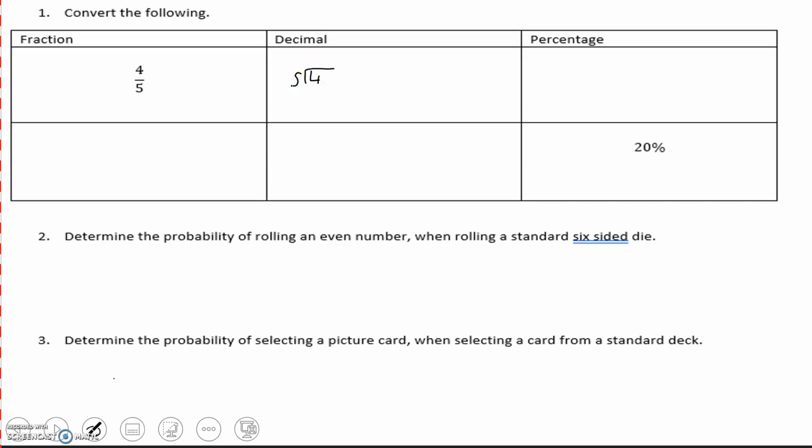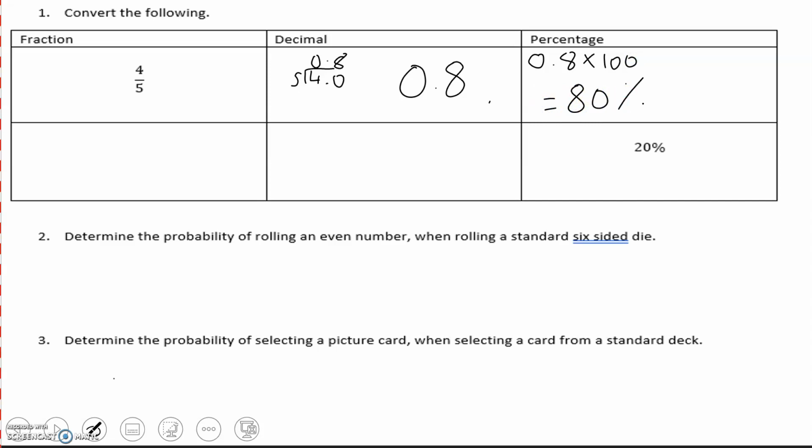Now 5 goes into 4 0 times, so we need to put in a decimal. And then we can read it as 5 into 40 goes 8 times. So our decimal is 0.8. Now to go from a decimal to a percentage, we times by 100. So you have 0.8 times 100, so you have 80%.